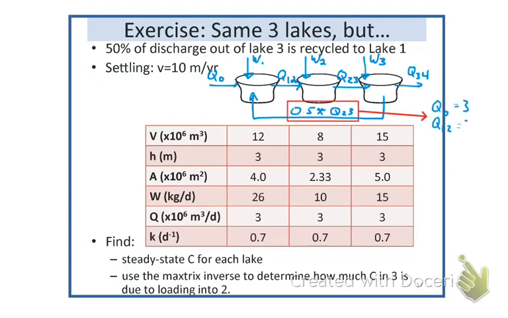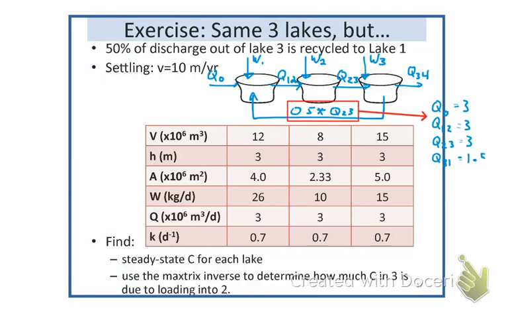Well, as an input, let's assume we still have our 3 times 10 to the 6th cubic meters per day that flows into Lake 1 from upstream, and then of course it would cascade into Lake 2, Lake 3, and further through the chain. Now the wrinkle we've added here is 50% of that incoming discharge gets recycled back from Lake 3 to Lake 1. That's the blue arrow with the red box that's around the 0.5 times Q23 at this point. So 50% of that discharge in would be 1.5.